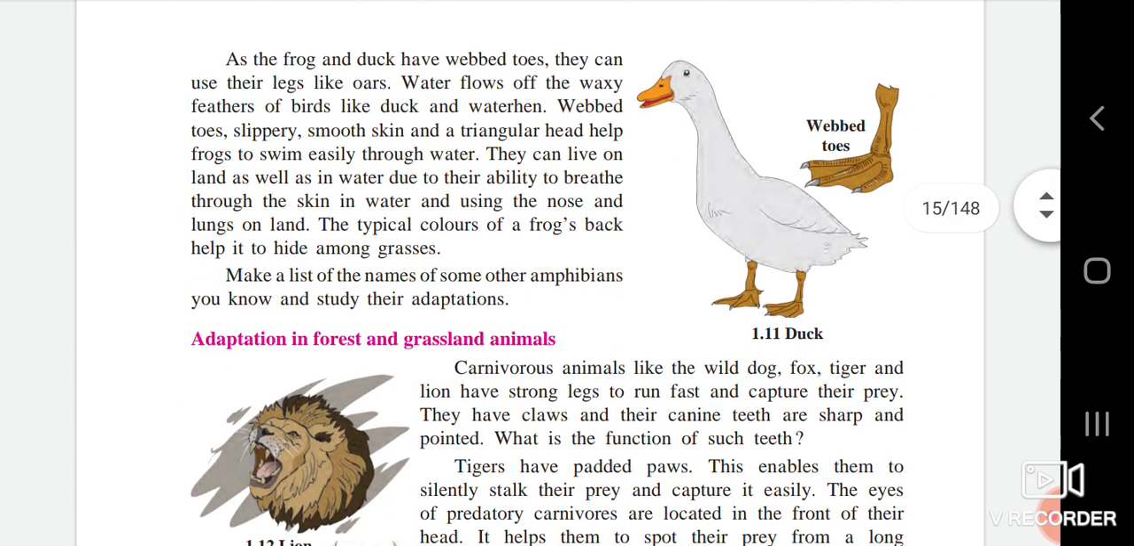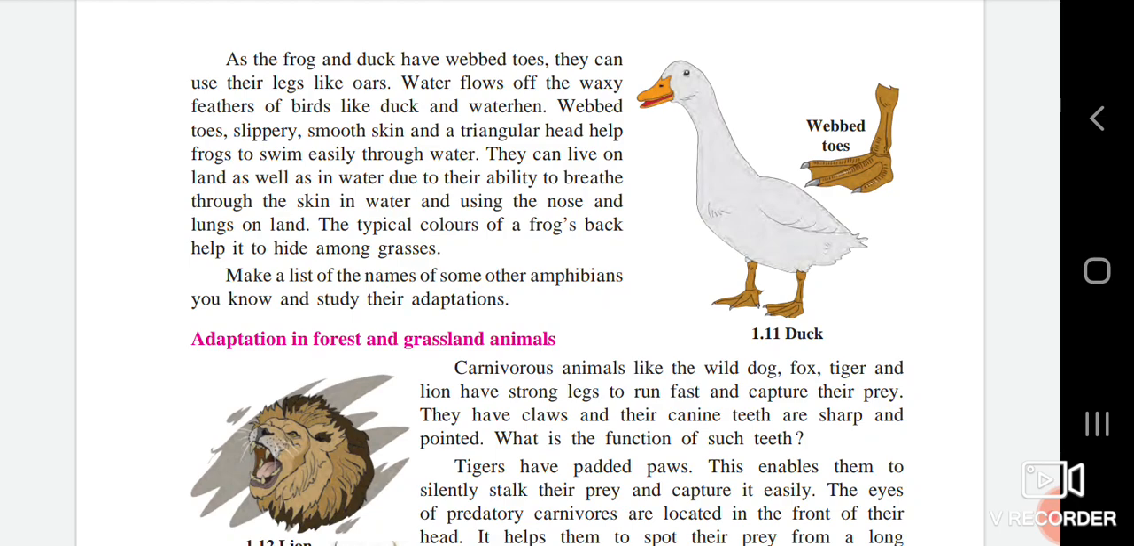Now we will move to amphibian animals and see their adaptation. The examples given in the textbook are frog and duck. Now what is the main feature of both the animals? They have webbed toes. What is the use of these webbed toes? They help the duck and frog to swim in the water, and they are used like oars. You know, when we are in a boat, oars are used so that the boat can move in the water. So it helps like the oars.